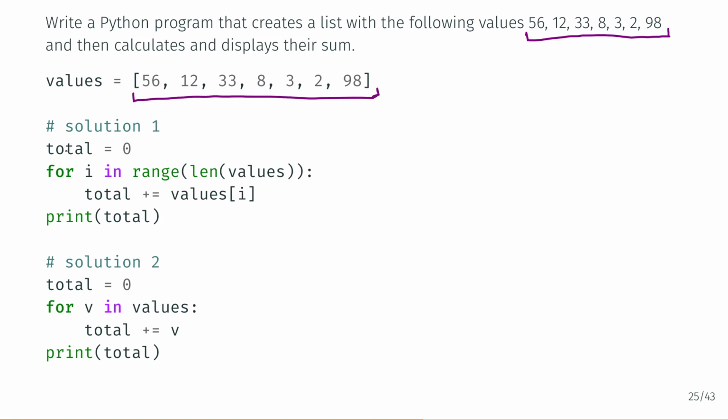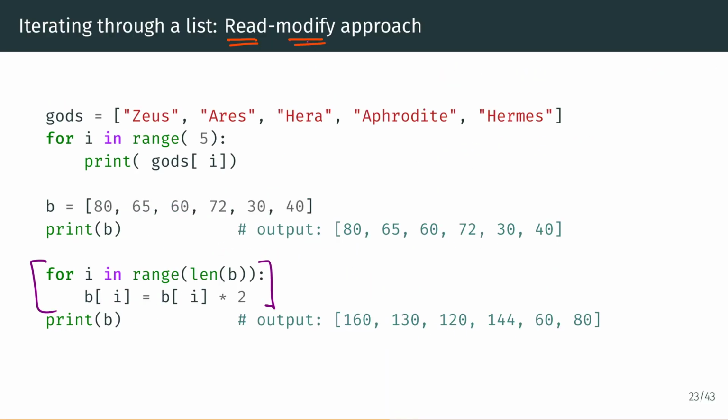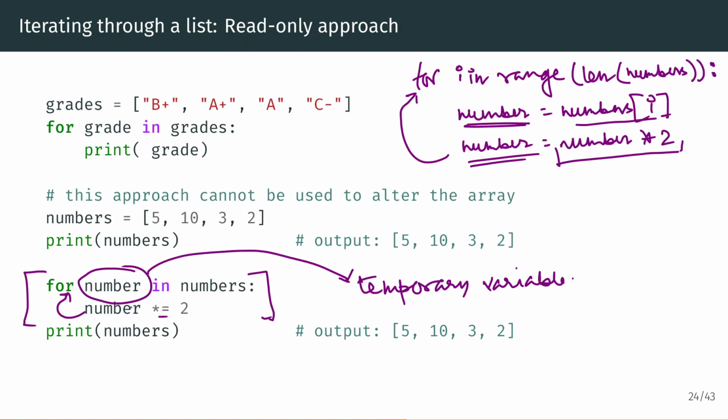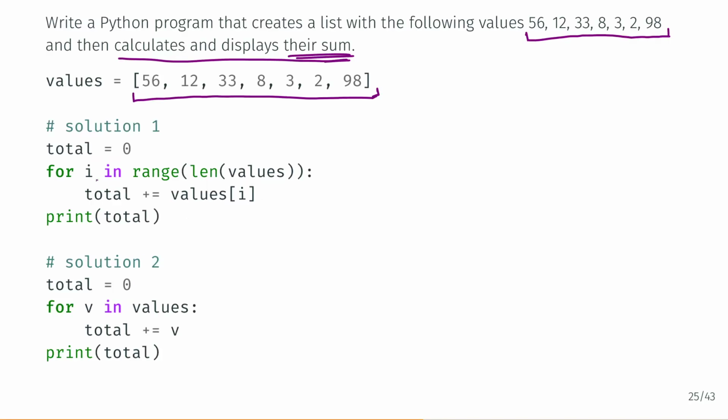So the first solution is, and remember we want to calculate and display the sum of the elements. The first solution is using the read modify approach that we saw, in which we use a variable for the index, and the variable is updated inside a loop. So in this case we are using that, okay? We create a temporary variable to store the sum.